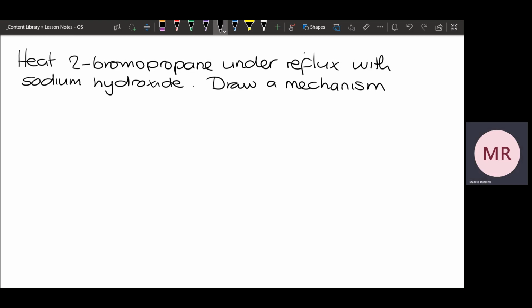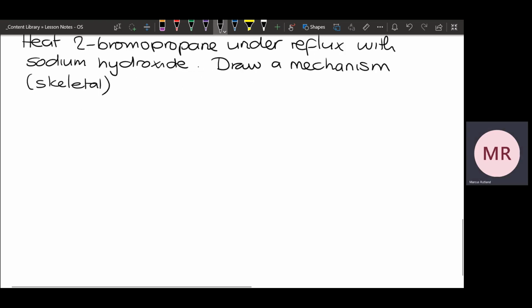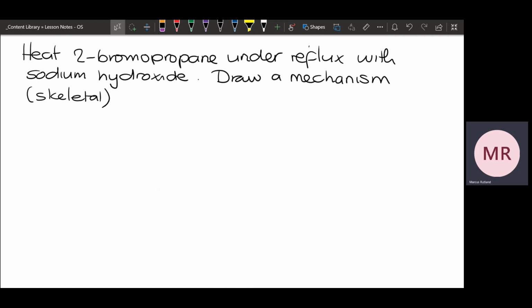And I'll encourage you to do this using skeletal formulae, just to have the experience of that. So pause the video, just see if you can recreate that nucleophilic substitution mechanism. Okay, so 2-bromopropane, 3 carbons, bromine on carbon 2.